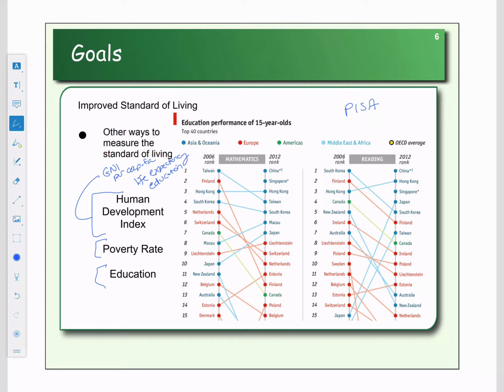So here you can see the 2006 and the 2012 rankings, and you can see Canada here in green. Notice that we have fallen in math as well as in reading. And you can see that Hong Kong, China rank the highest in reading, Singapore, China rank the highest in mathematics.